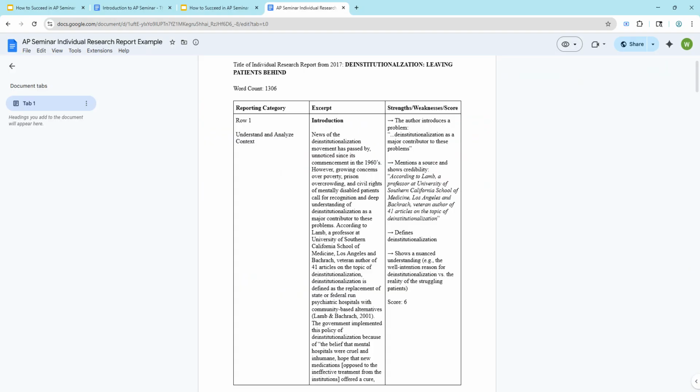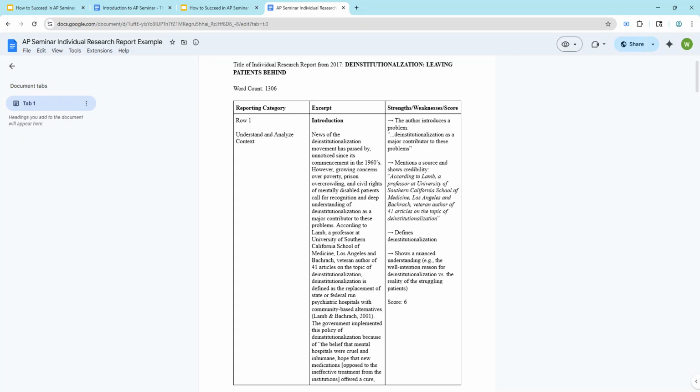Okay, so let's just break down this entire paper. Let's read the introduction. News of the deinstitutionalization movement has passed by, unnoticed, since its commencement in the 1960s. However, growing concerns over poverty, prison overcrowding, and civil rights of mentally disabled patients call for recognition and deep understanding of deinstitutionalization as a major contributor to these problems.